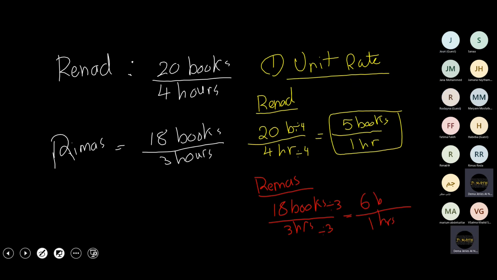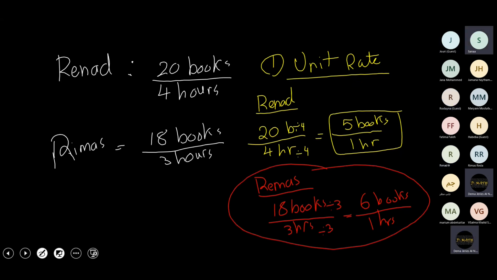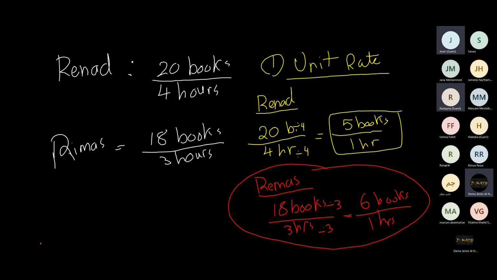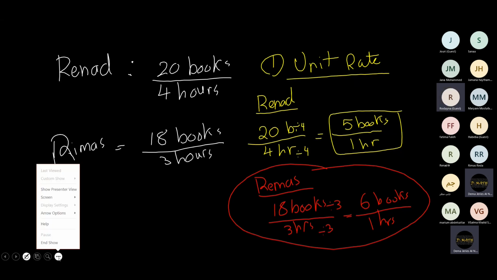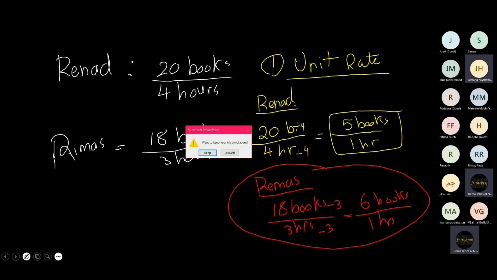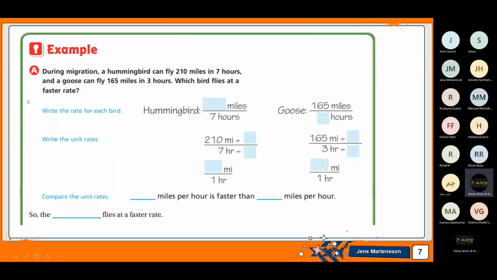So who reads faster? Renard 5 books per 1 hour, Rimas 6 books per 1 hour. So he reads faster, Rimas. Thank you. Teacher, that's so easy. That's it. So in order to compare, you must write the answer as a unit rate. Congratulations, Rimas, you read faster. Let's go back to our question now.